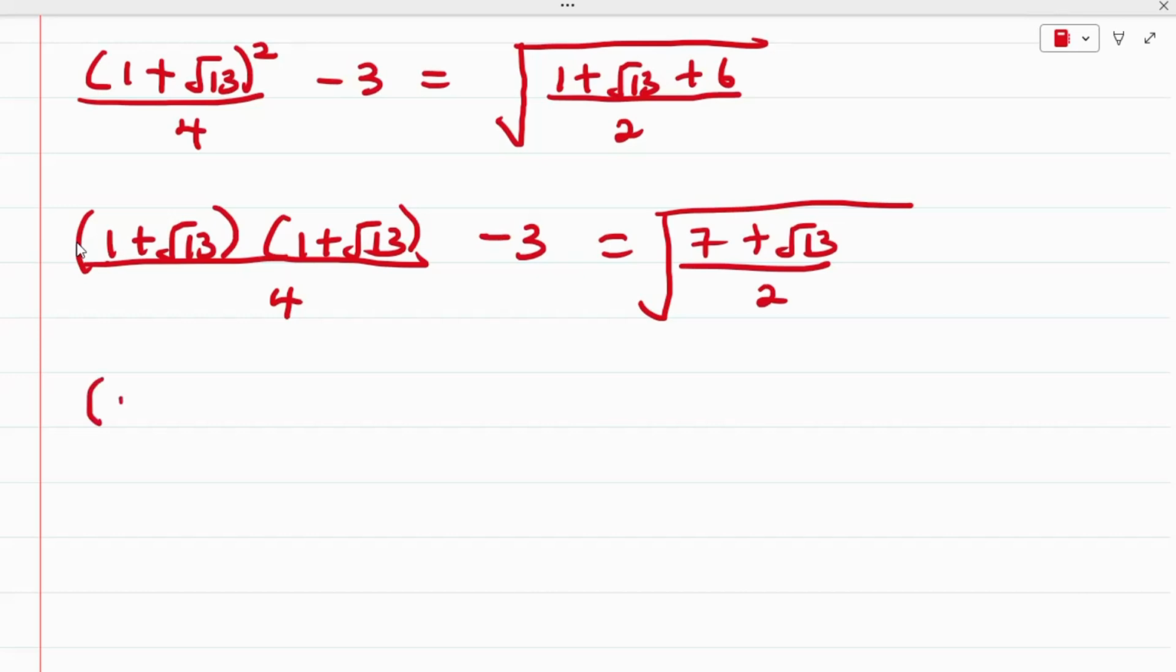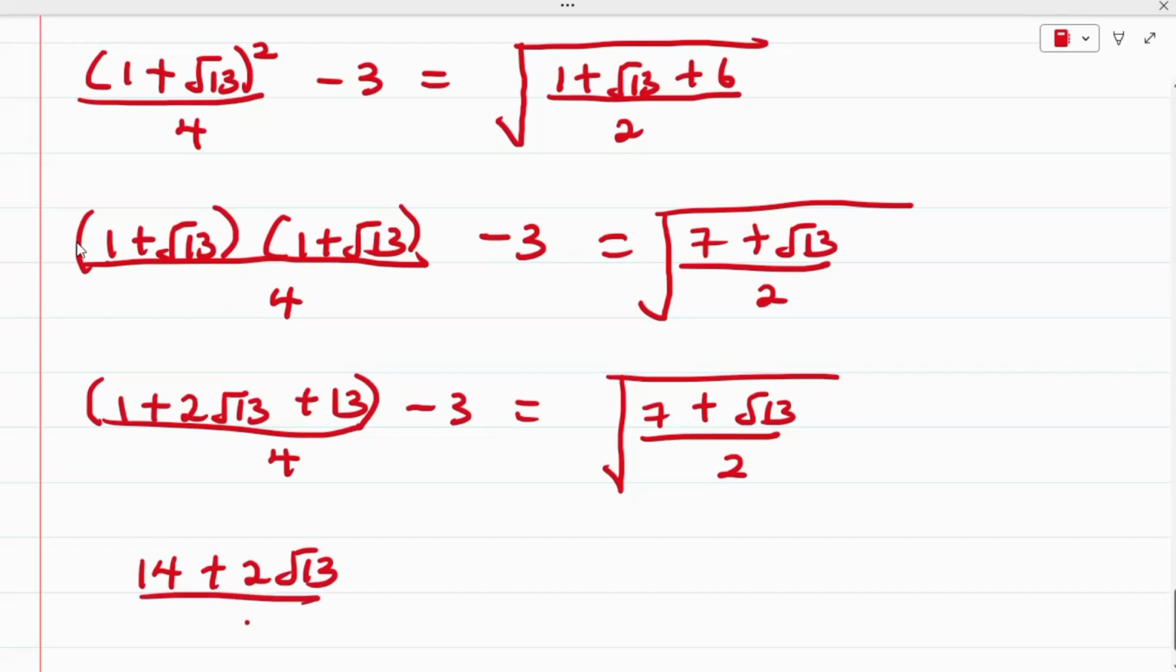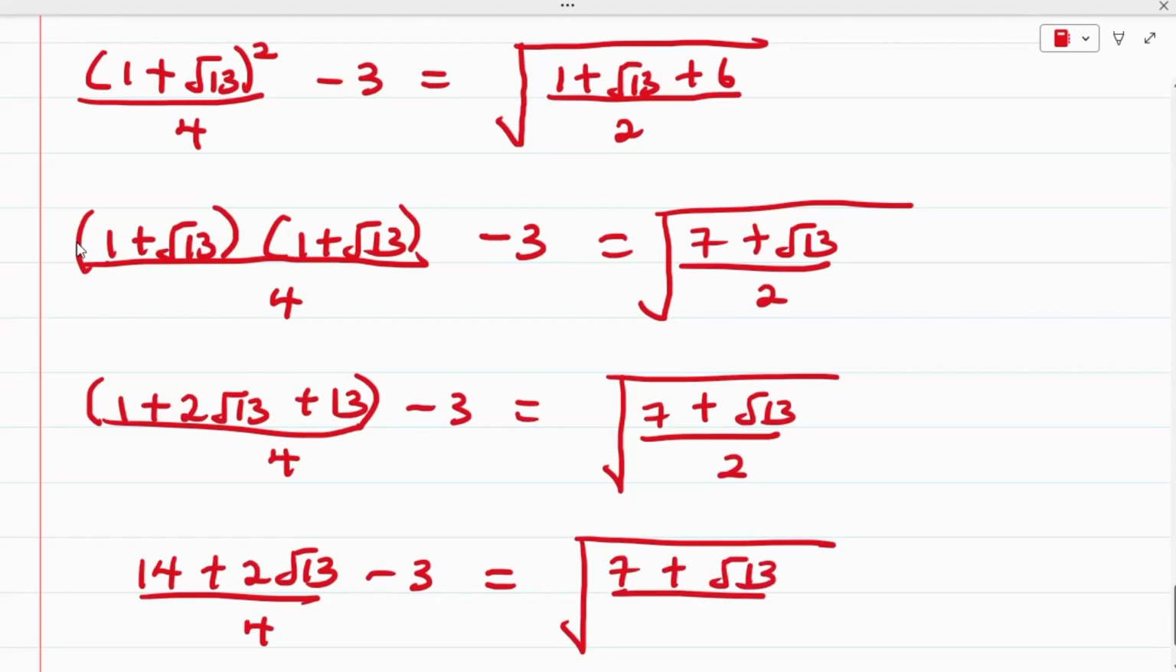Expanding the left hand side, if we expand the numerator, we are going to have 1 plus 2 root 13 plus 13, all over 4, minus 3, is equal to the square root of 7 plus root 13 over 2. Expanding this right here, we have 1 plus 13 to be 14 plus 2 root 13 over 4, minus 3, is equal to the square root of 7 plus root 13 over 2.